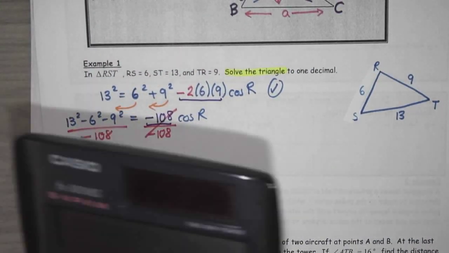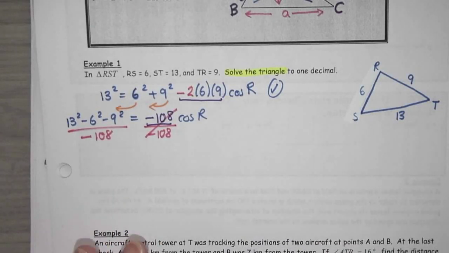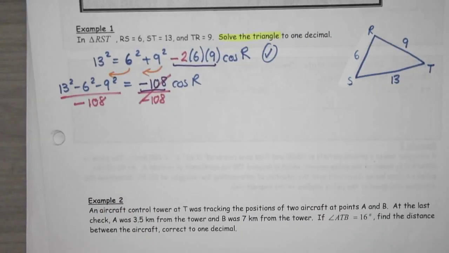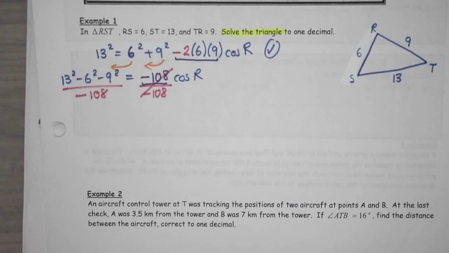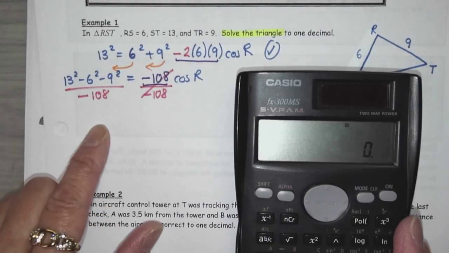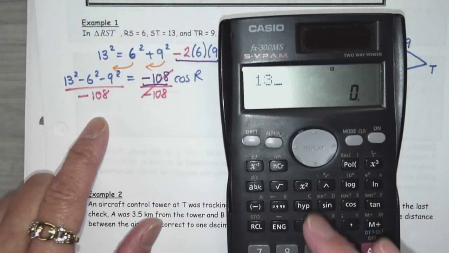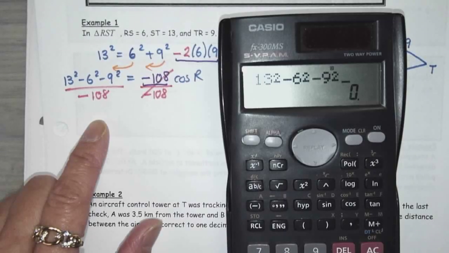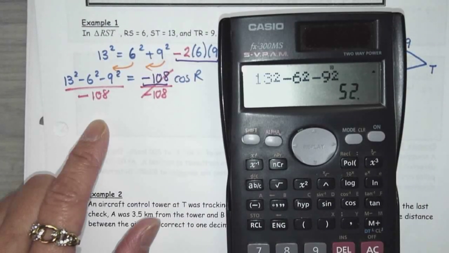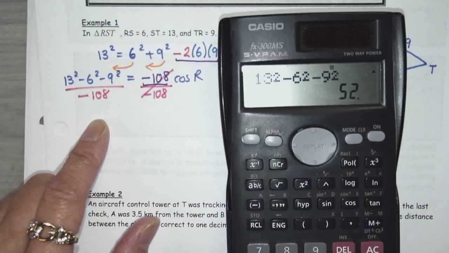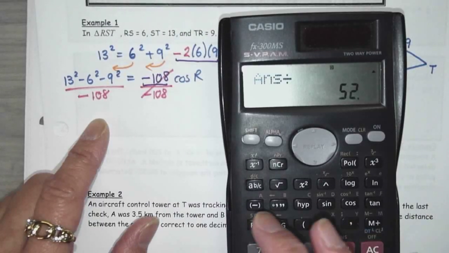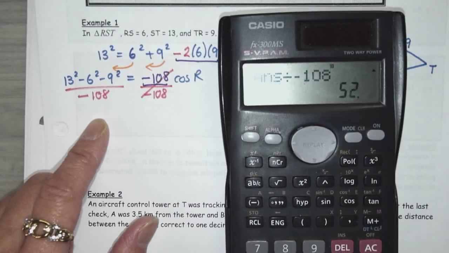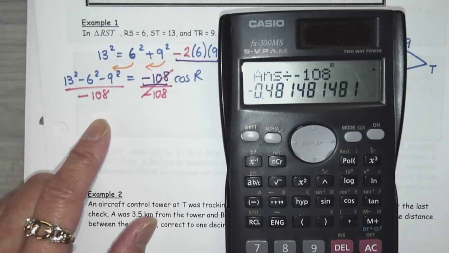Okay? And then on my calculator, I don't need you to write any other steps. So again, in grade 10, grade 10 teachers teach it differently sometimes, depending on who your teacher was. Some teachers teach it asking you to show more steps than this. I don't need it. I don't want you rounding too many times. So I would do 13 squared minus 6 squared minus 9 squared. So I do that all at once. I press equals. So that means I finished all of the numerator, and I keep it there on my calculator. Then I go divided by, and it's negative 108, like that, and I get negative 0.48, blah, blah, blah.